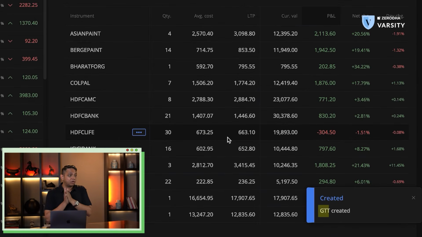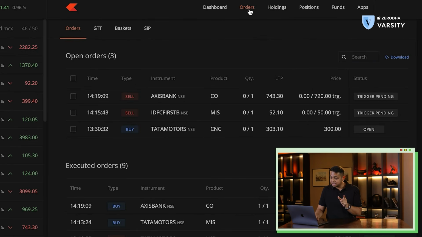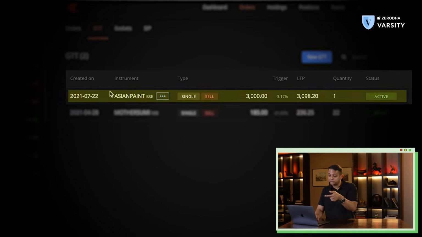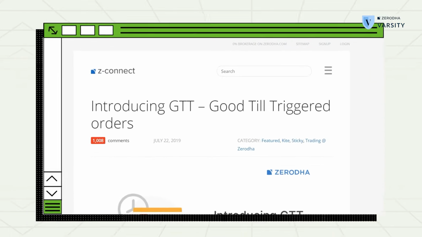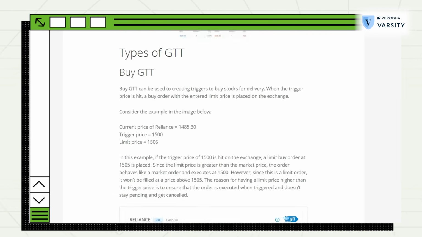Now when a GTT order is created, remember it's a trigger, you need to go to the orders section, and on top you will see GTT, and that's where you can see that there is an order of Asian Paints that we just placed as a stop loss, and we can see that the GTT order is placed here. To learn more about GTT, check out this link we have here where you can understand this in a bit more detail. I hope you found this video useful.